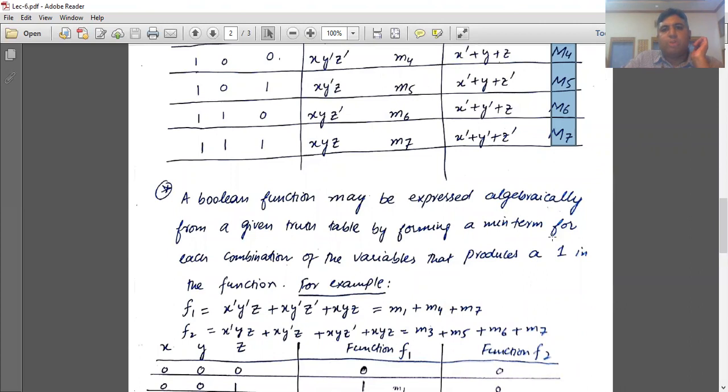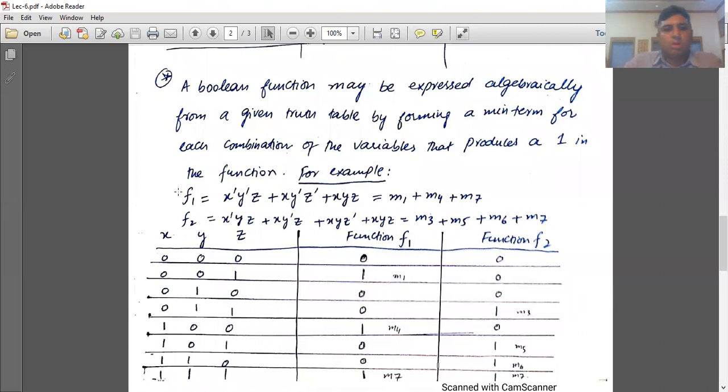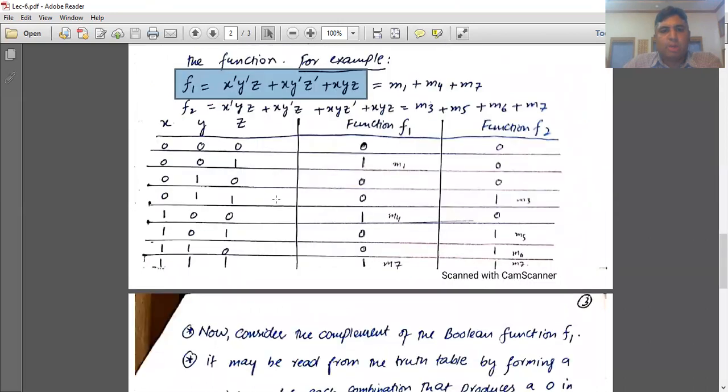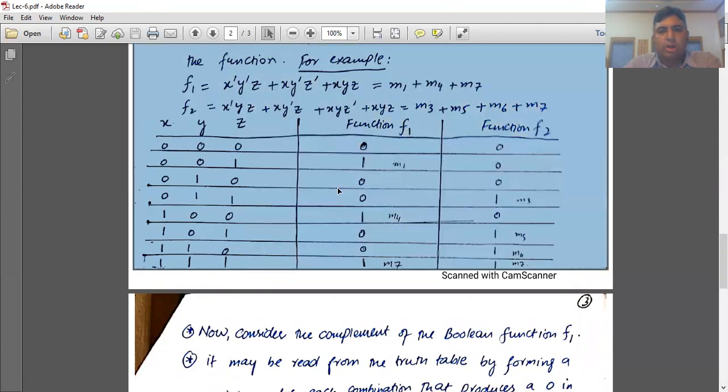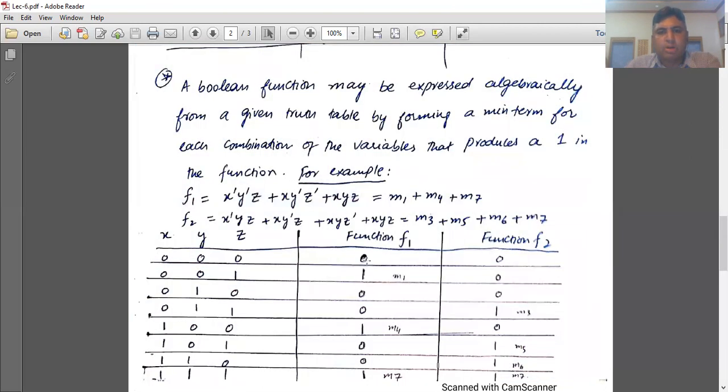Now, a Boolean function may be expressed algebraically from a given truth table by forming a minterm for each combination of variables that produces a 1 in the function. For example, he is taking an example of two functions. Let's say this is a function f1 equal to x bar y bar z plus x y bar z bar plus x y z. So basically, he is saying that you can make a table with x, y, and z. There are eight combinations from 0 to 7, and then you can write function f1. Where is this function equal to 1?